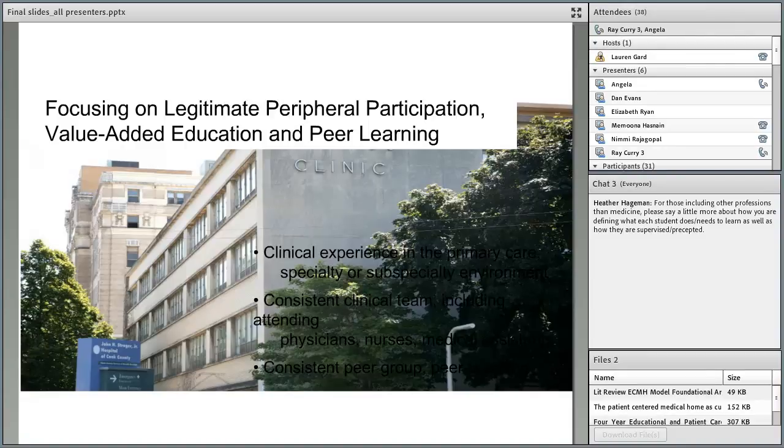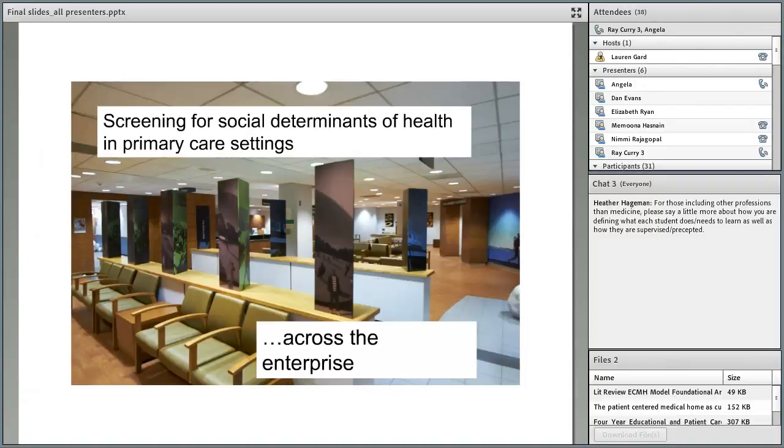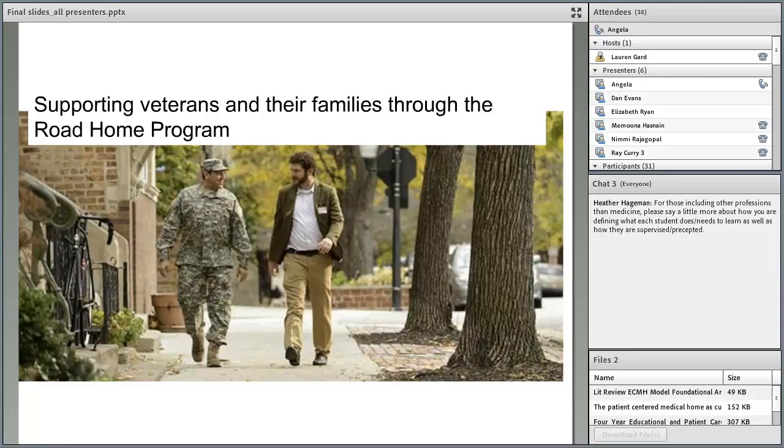And so what we've done is build clinical experiences in primary care and specialty care environments. We have consistent clinical teams for the students to work with, including the attending physician, the nurses, and medical assistants, and a consistent peer group for the students as well. Examples of what our students are doing include screening for social determinants of health in primary care settings across our enterprise. Some of our clinician educator investigators have built a tool for the students to do this, and the students are really loving being a part of things so far.